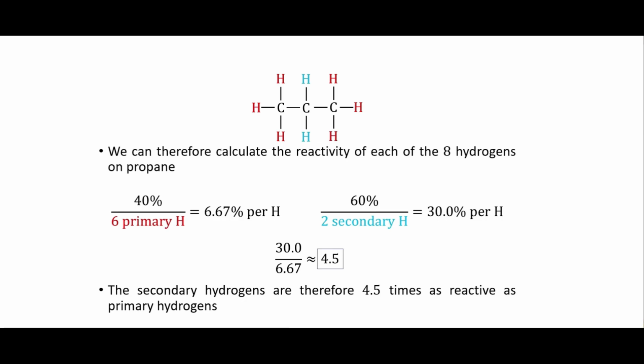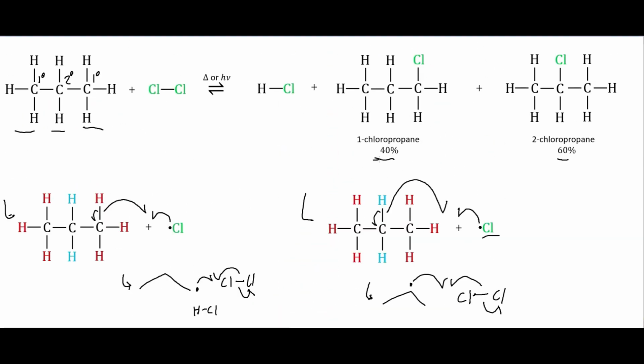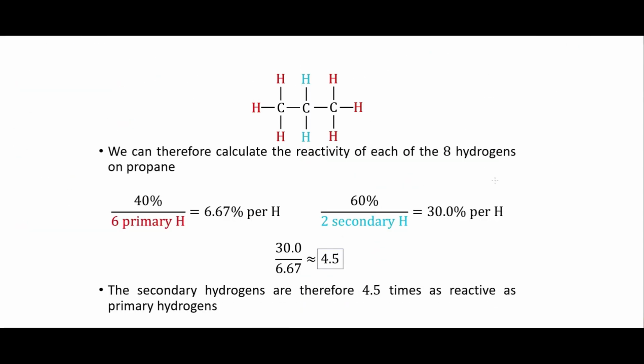So if we take these numbers that I have up here, we end up with 40% of the 1-chloropropane and 60% of the 2-chloropropane. And what I mean by that is you perform this reaction, you'll get your products, and those products will be a mixture of these two species here. And so if you analyze that product mixture you now have, 40% of it will be 1-chloropropane and 60% of it will be 2-chloropropane.